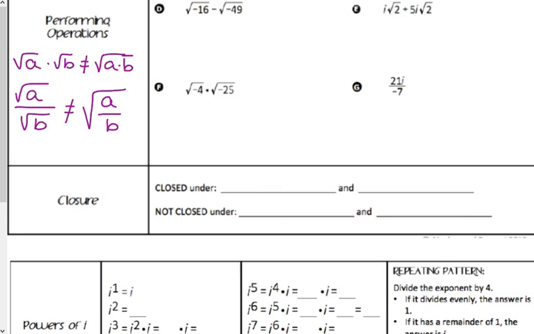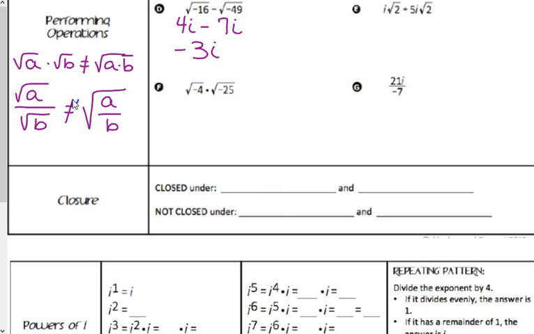So let's look at example D. Example D has the square root of negative 16 minus the square root of negative 49. So what we're going to do is simplify the square root of negative 16, and that's going to become 4i, because the square root of 16 is 4, and the square root of negative 1 is i. And we are going to subtract the square root of negative 49, which is 7i. 4i minus 7i gives us negative 3i. Just like if we were combining like terms. Remember, we can only combine them if they match.